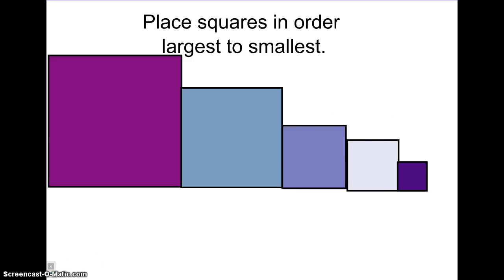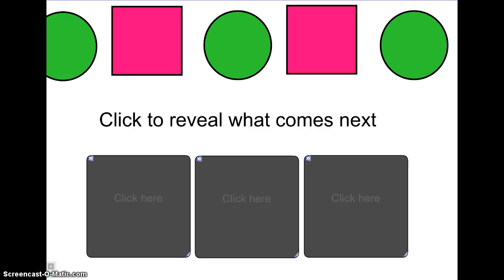Now, you are finished. Have the students come to the board one at a time and finish the sequence, and then have them click here to identify. Click here to identify to see if they were correct.